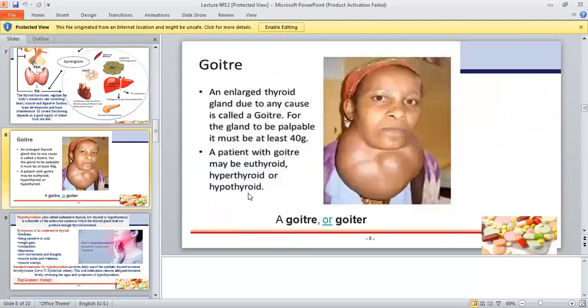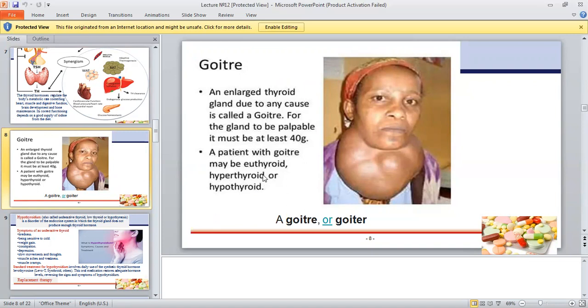Furthermore, what is goiter and how can goiter be produced? Goiter is an enlarged thyroid gland due to any cause. When inflammation takes place in the thyroid gland, it produces a goiter. For the gland to be palpable, it must be at least 40 grams, and a patient with goiter may be euthyroid, hyperthyroid, or hypothyroid.